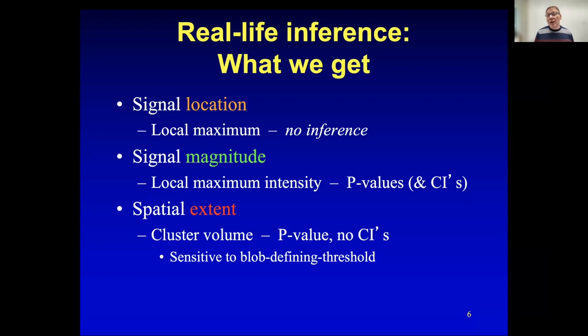And what's more, of course, cluster inference is sensitive to the blob defining threshold. So now that I've raised your expectations and lowered them back down, what do we practically get? We don't get inference on location. We just get p-values on peaks, and we could get confidence intervals if we could visualize them, and just p-values on extent.